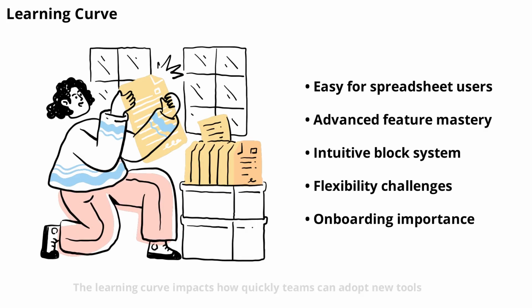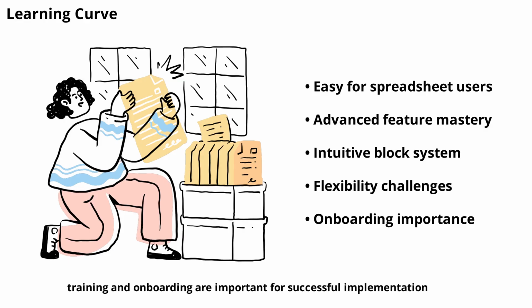The learning curve impacts how quickly teams can adopt new tools. Airtable is easy for spreadsheet users, but may require time to master advanced features. Notion's block-based system is intuitive, but its flexibility can be overwhelming at first. For small businesses, training and onboarding are important for successful implementation. We'll discuss the learning curve for each platform.